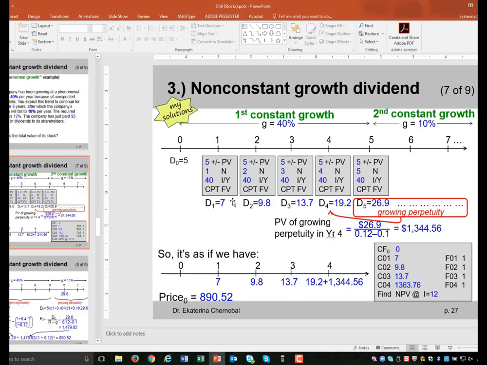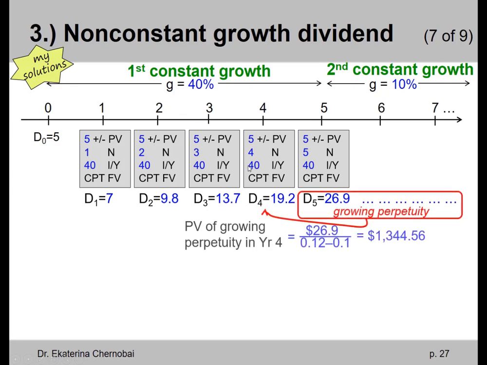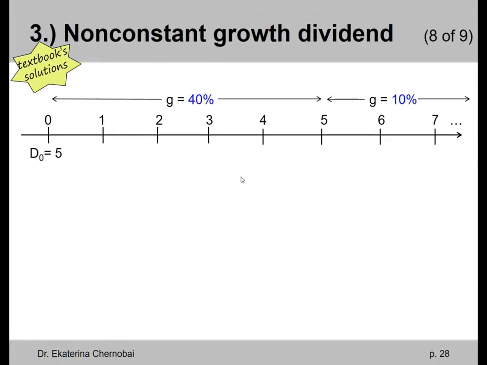Okay, so these are again my solutions. Remember, I said this is how I would solve it. And now let me show you how the textbook solves it. The textbook says, look, for the first 5 years, we have a growing annuity. That is correct. That's one way to look at it.